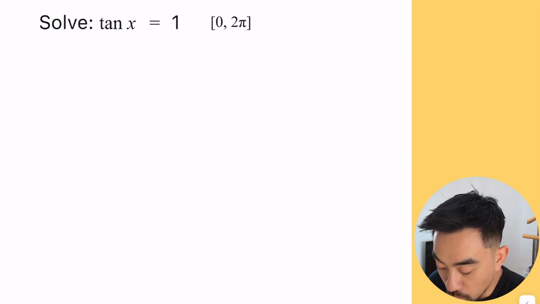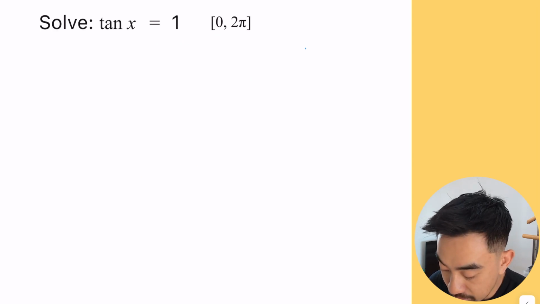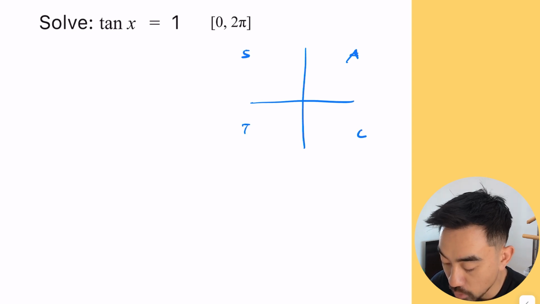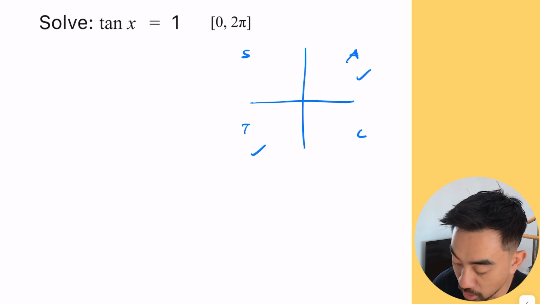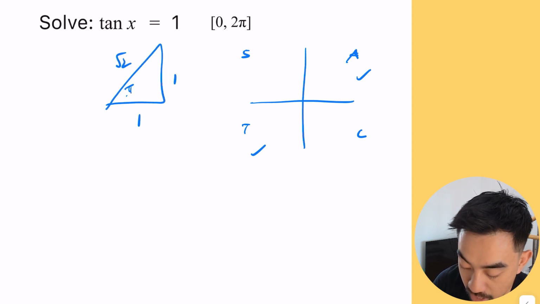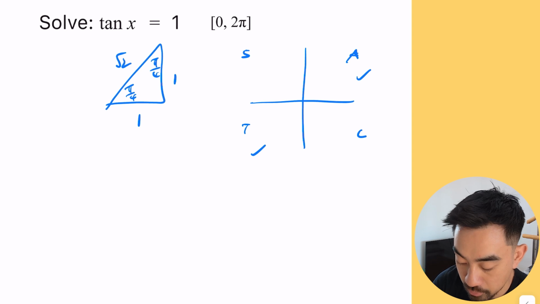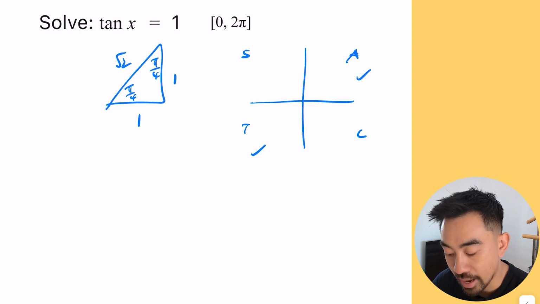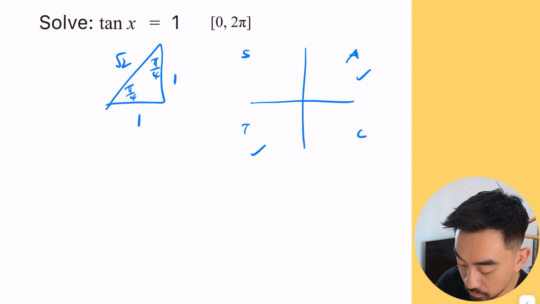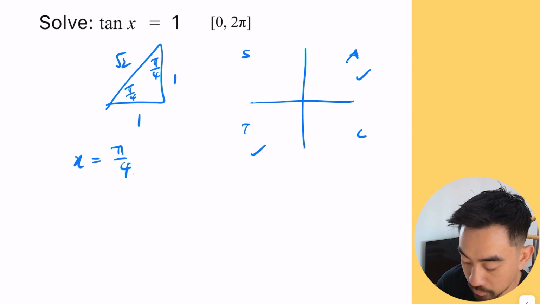Okay, here's the next example. Solve tan x is equal to 1. So once again, let's start by doing all stations to central and ticking which ones tan is positive in. So here it's positive in the first and the third. When does tan x equal 1? So this will also be one of these triangles, but this time it's the isosceles. So tan x equals 1, so opposite over adjacent, so that's going to be pi on 4. So x is equal to pi on 4.